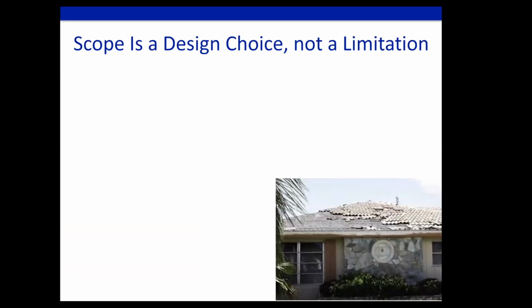Scoping now is a design choice. I said it before, it's not a limit. It's not a weakness. It's a tool. It's not something you apologize for. An explicit scope improves the rigor of your research.